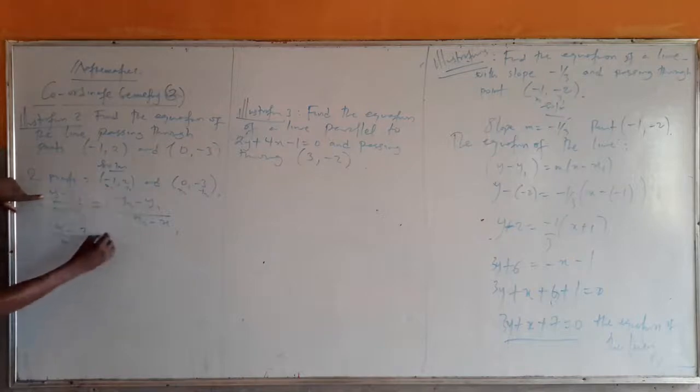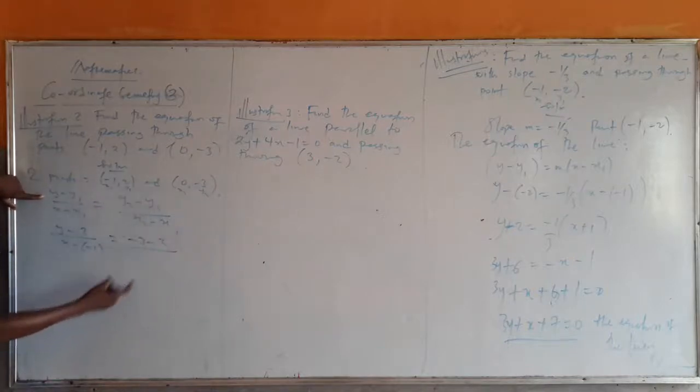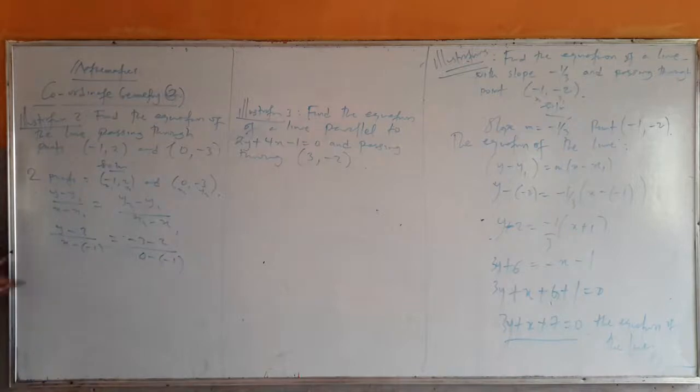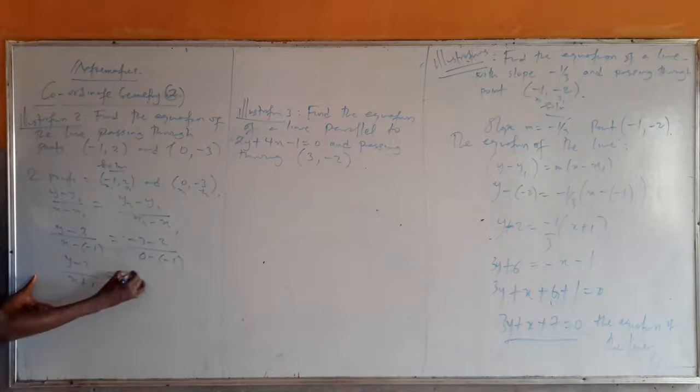That's x1 and y1, equal to y2 minus y1 over x2 minus x1. That's minus 3 minus 2 over 0 minus 1. Okay, so we use it. That's (y minus 2) over (x plus 1) equal to minus 5 over 1. This is minus 5 over 1.